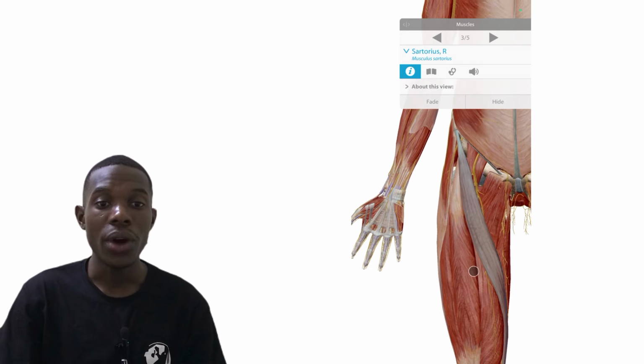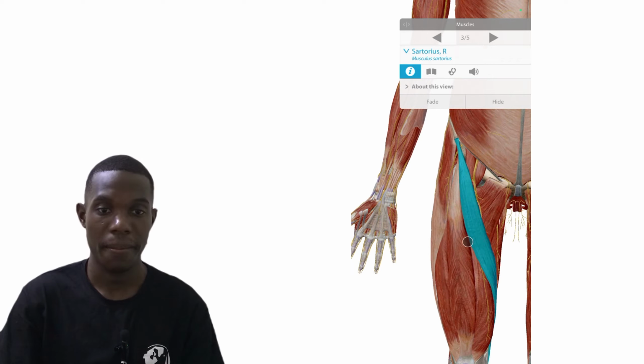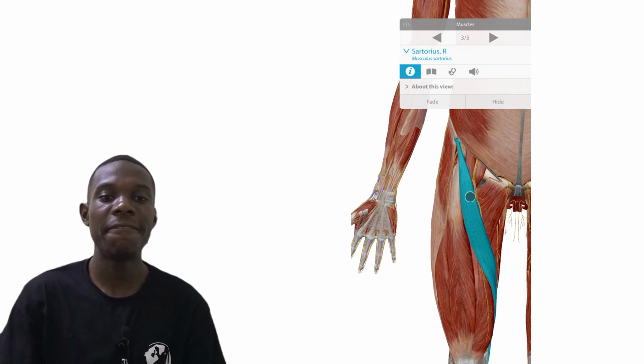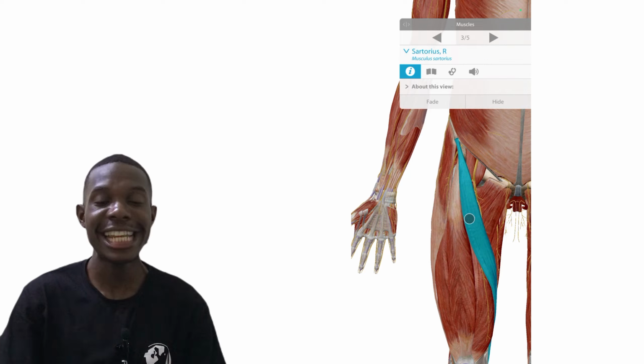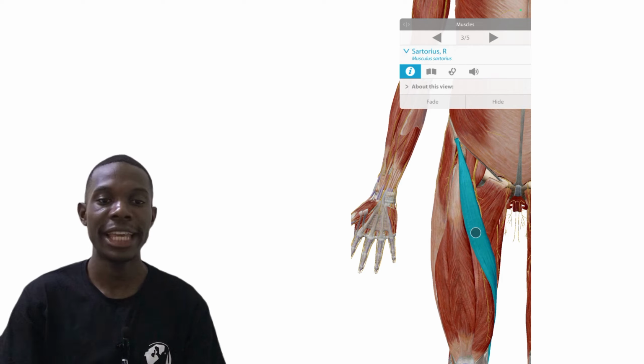Right. So at the hip joint, it has 3 actions. 1, it flexes the hip joint. Since it is in the anterior compartment of the thigh, where we find the flexors, it's a part of the flexors. It flexes the hip joint.